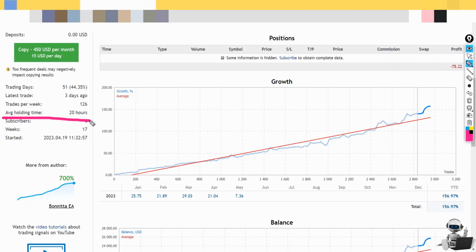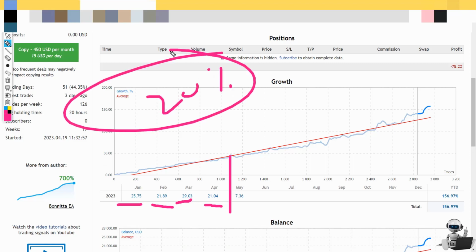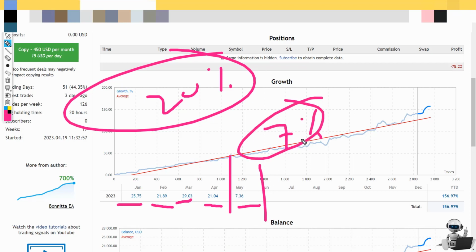So for average holding time, it is 20 hours, kinda too much, but it is not. It's 1 day, so we can consider this as an intraday. For the result, you can see for January, the results are quite impressive. February 21, March 29, April 21. So he is making 20% on average, which is crazy. For May, however, right now he already made 7%, but it is still too early to say.